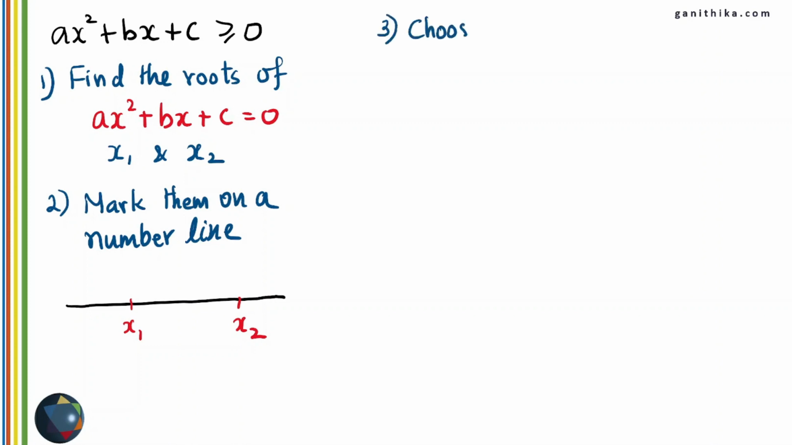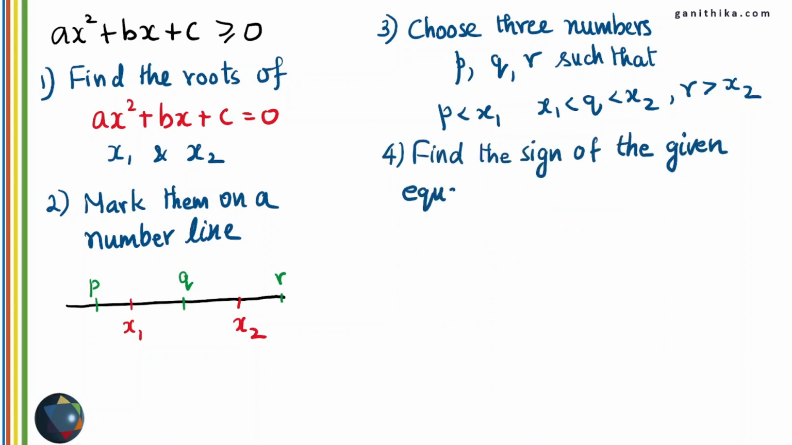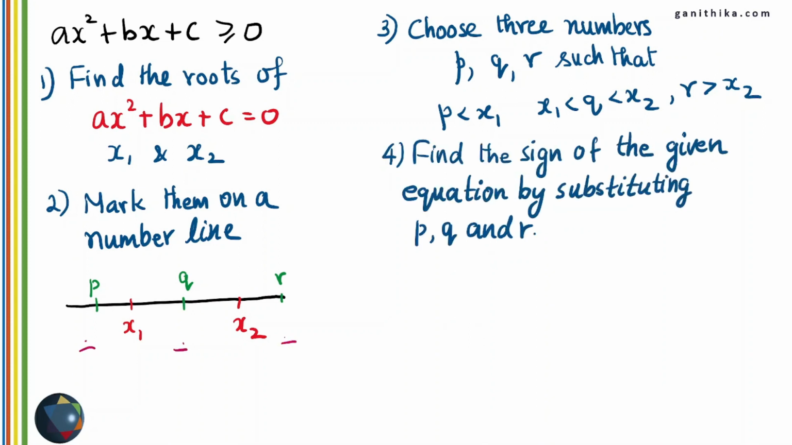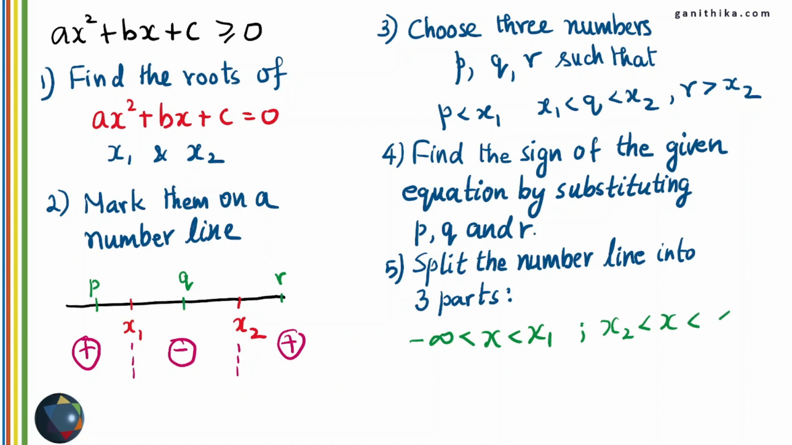Once you mark these 2 points, choose 3 numbers p, q, r such that p is less than x1, q is in between x1 and x2, and r is after x2. Substitute these 3 points into the equation and look for the sign in each case. Let's say p gives you a positive value, q gives you a negative value, and r gives you a positive value. Then you put the signs accordingly on the number line like this, and split the number line into 3 parts. In each part, you give the solution as negative infinity to x1, x2 to infinity, and x1 to x2. These are the 3 separate parts of the number line that we have.